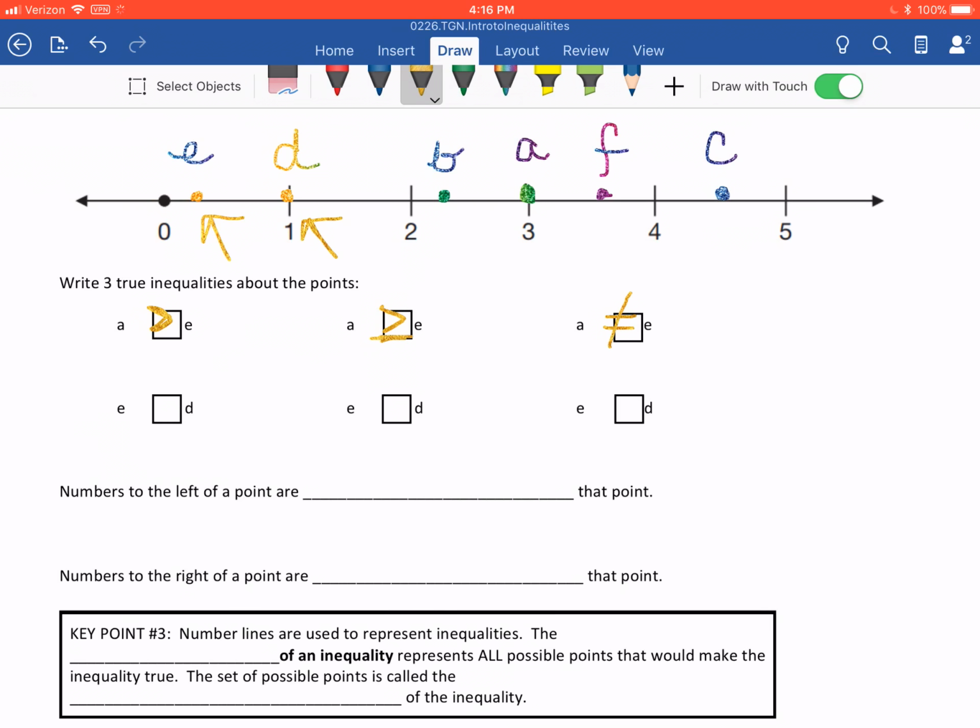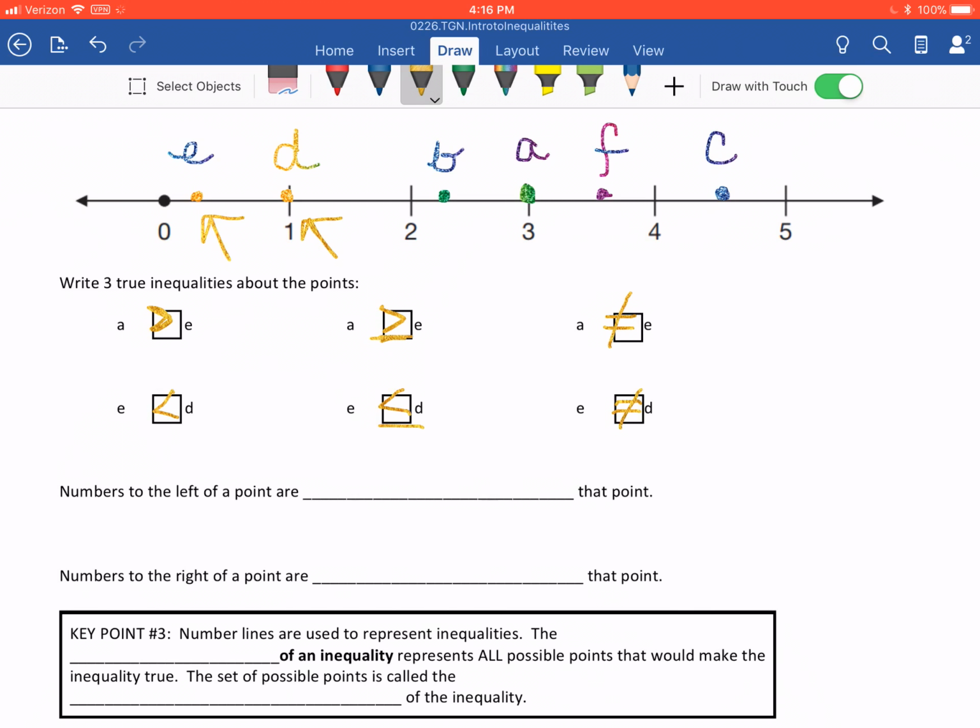All right, let's check those together. I know that D is greater than point E. It can also be greater than or equal to, or I could have put not equal because they're not at the same place on the number line.